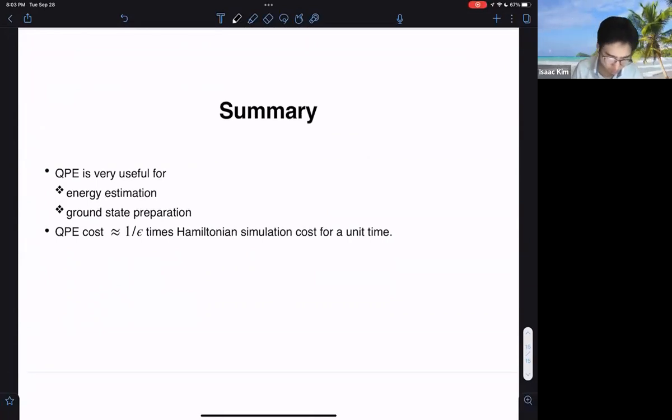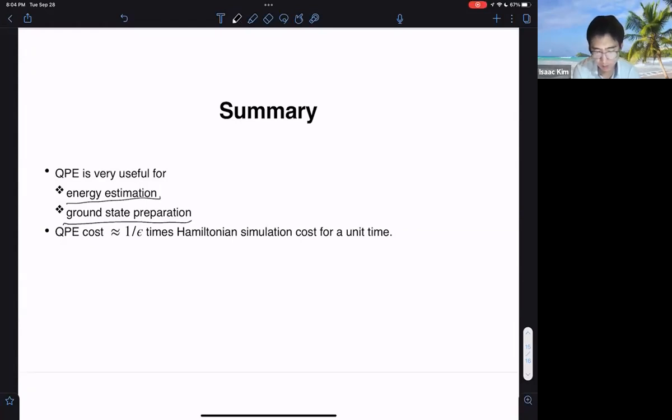Okay, so quantum phase estimation, that's what it's about. It's a very basic subroutine in Hamiltonian simulation, because it's useful for energy estimation. You can measure energy with a complexity that is better than the naive method. And you can also measure ground state. You can also use it to prepare ground states in certain setups.